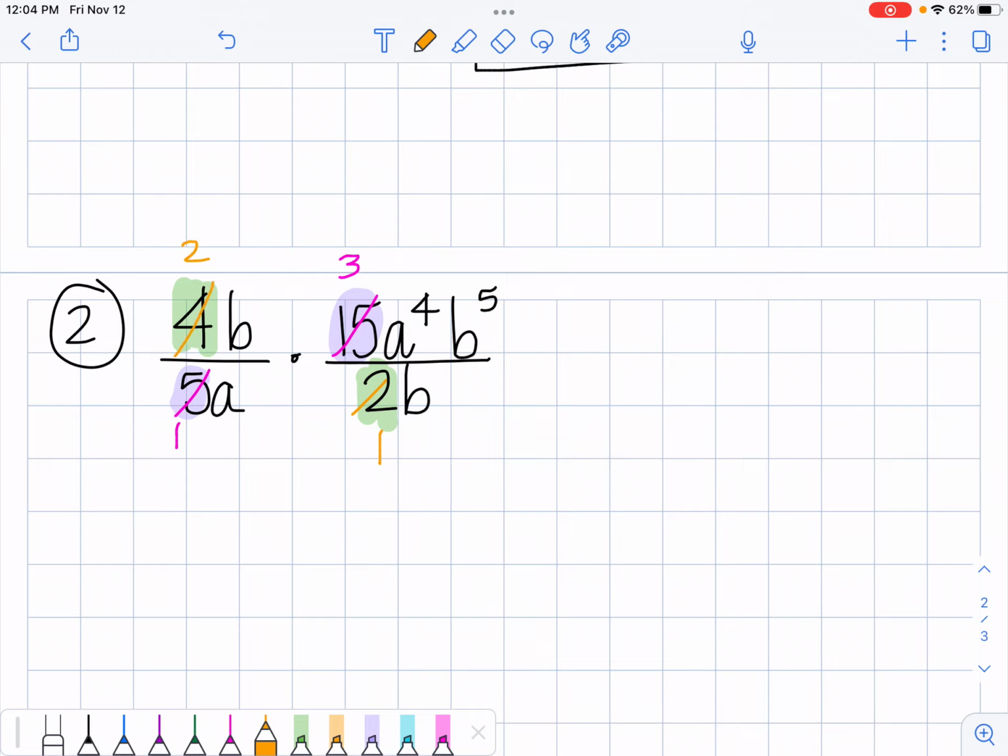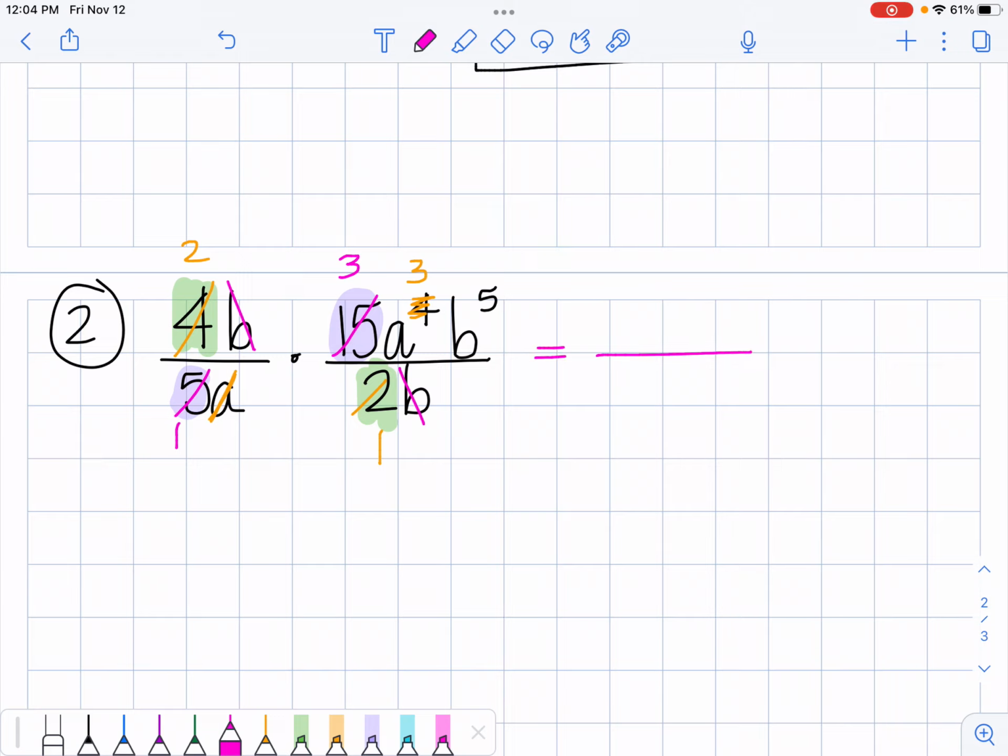All right, now I'm going to look at canceling out some of my variables. Here I have 1A, and here I have 4 A's. So if I get rid of 1A on the bottom, that leaves me with 3 A's left on the top. And here, I have a B here and a B here. So I can say, well, a B over a B goes away. So now what am I left with?